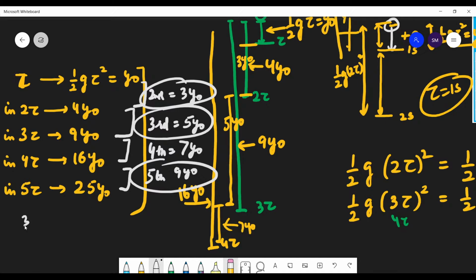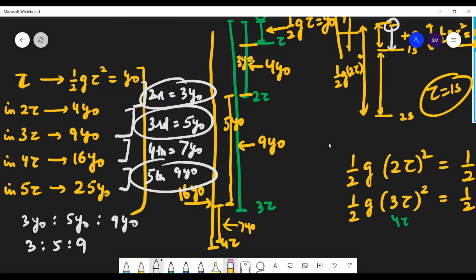So what will be the ratio? 3y naught is to 5y naught is to 9y naught. So what is this ratio, students? 3 is to 5 is to 9. So that is the answer. Okay. Got this question? Yes, sir.